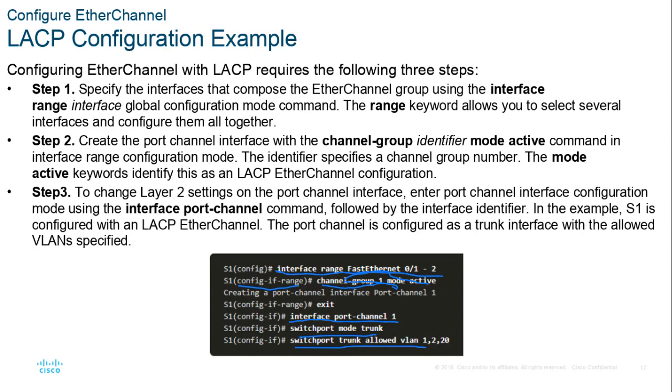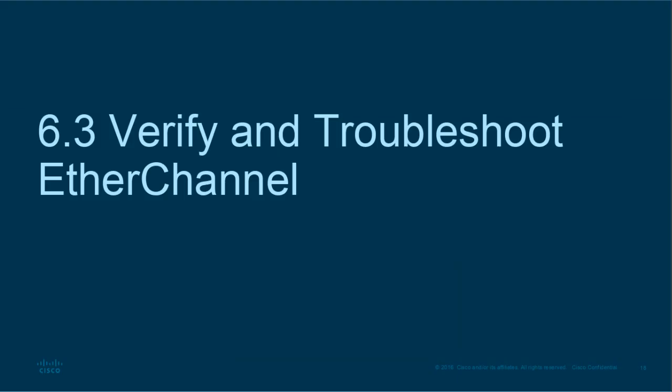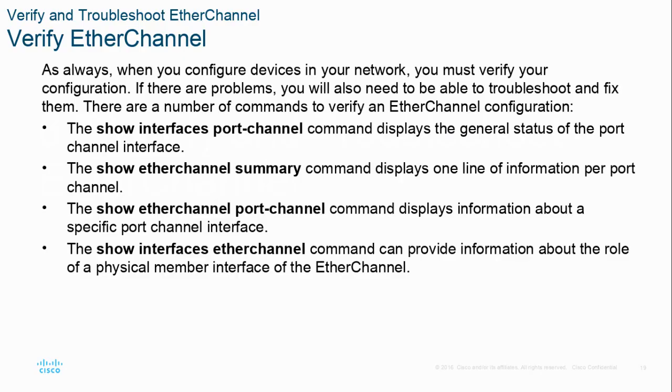Once I go to switch 2 and do the same thing, they would form the EtherChannel group with the other one. Now let's do some show commands. I can type show interfaces port-channel and see what's going on with the interfaces that have been bonded together and formed an EtherChannel group. I can do show etherchannel summary and see a quick little summary, one line of information per port channel.